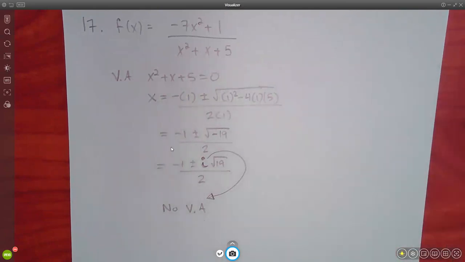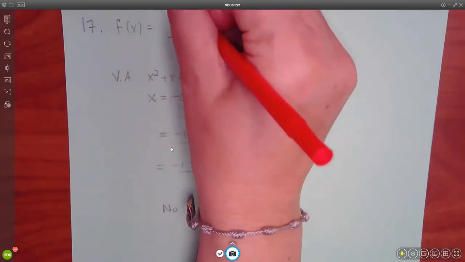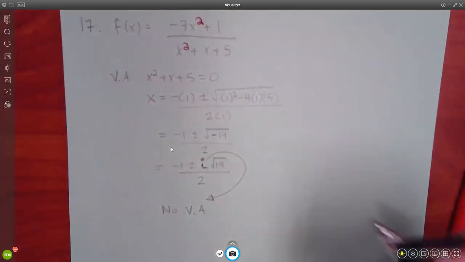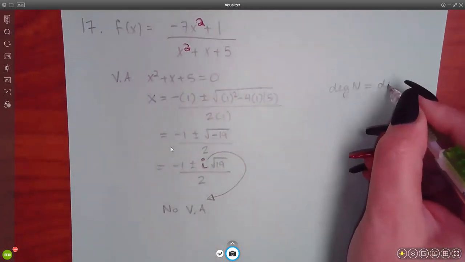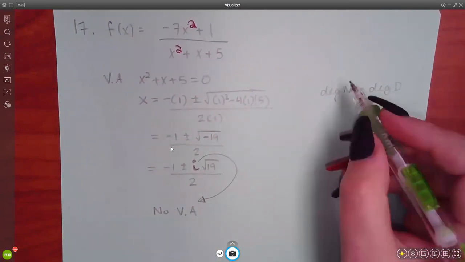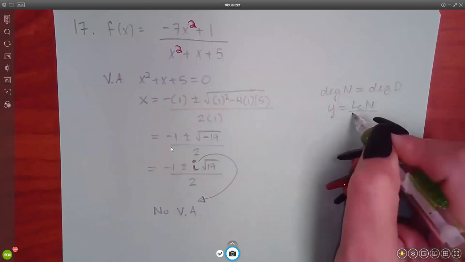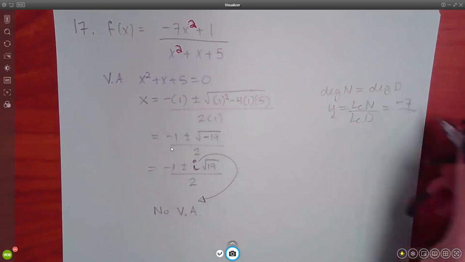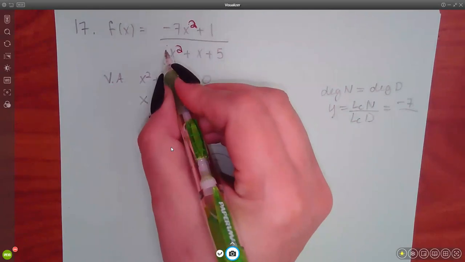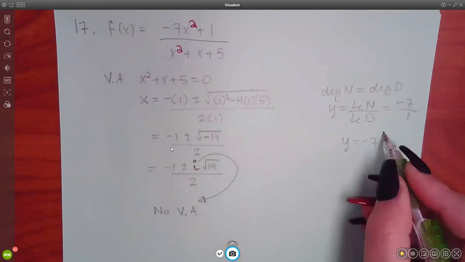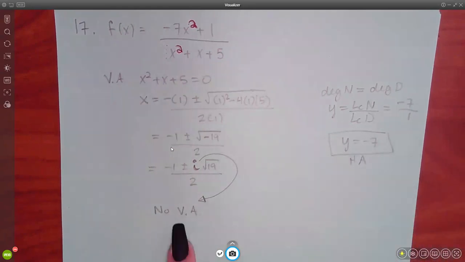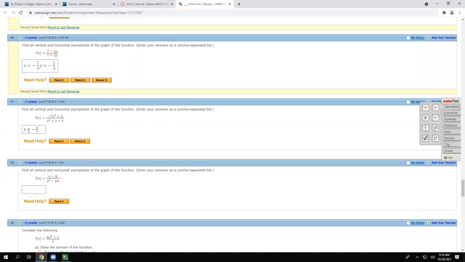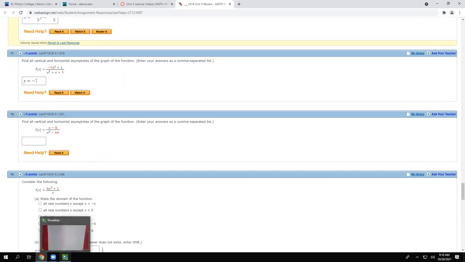Horizontals, look at the degree. What's the degree of the numerator? Highest exponent for x is this 2 right here. What about for the bottom? Highest exponent is also 2. So in this case, we got that same thing, right? We got the degree of the numerator is the same as the degree of the denominator. So we're going to take the leading coefficient of the top over the leading coefficient of the bottom. So what do we get for the leading coefficient of the top? And what do we get for the leading coefficient of the bottom? Right, it's this invisible one, right? So we really only have one horizontal asymptote, and that's it. We don't have any verticals. So we just need to type in y equals negative 7, and that's it.